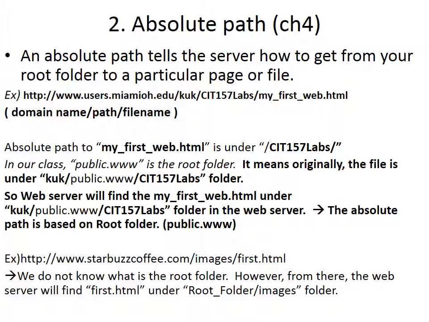An absolute path tells the server how to get a particular page or a file from your root folder. For an example, in a URL, http://www.users.miami.edu/kuk/cit157labs/myfirstweb.html. Public.www is the root folder. From the root folder, /cit157labs/ is the absolute path. Then there is my first web.html file.